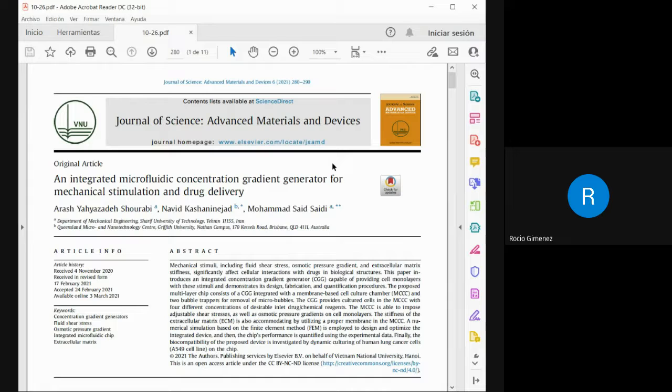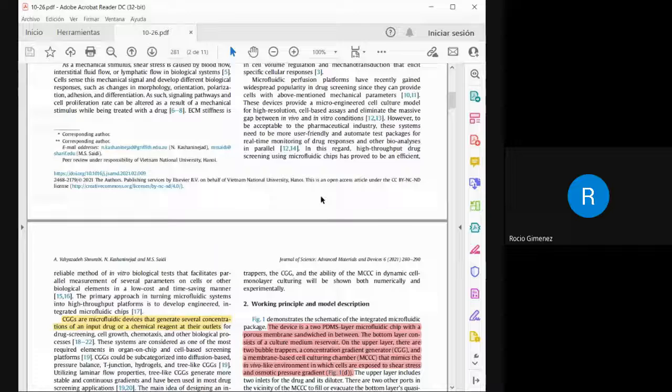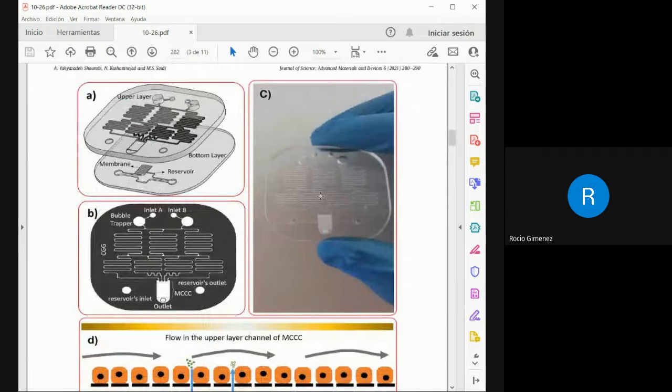So the device is a two-layer PDMS microfluidic chip with a porous membrane sandwiched in between. The bottom layer consists of a cell culture medium reservoir, and the upper layer has two bubble trappers, a concentration gradient generator, and a membrane-based cell culture chamber that mimics the in vivo-like environment in which cells are exposed to shear stress and osmotic pressure gradients.